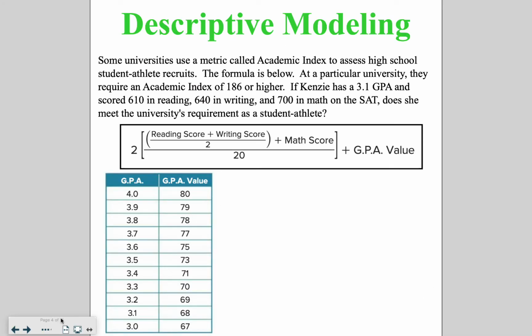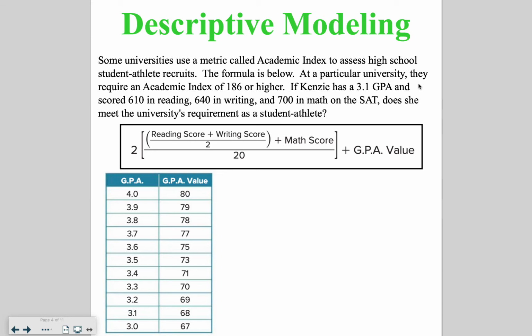So our first descriptive model we're going to look at is something called the academic index. It's something that universities use to assess high school student-athlete recruits. The formula is shown below. So this reads as 2 times the quantity of the reading plus the writing score divided by 2. So finding the average of the language arts scores, adding in math, and then dividing by 20, and adding on the GPA value. GPA values can be calculated from the table.